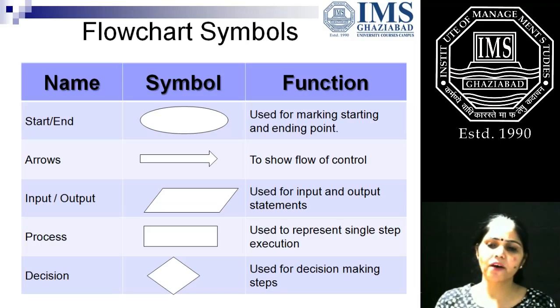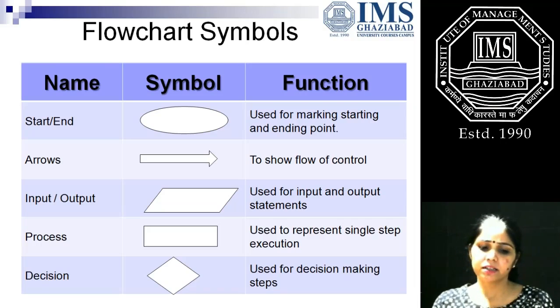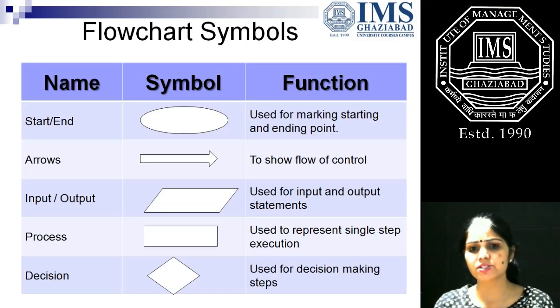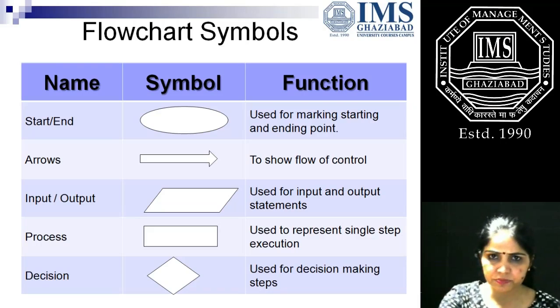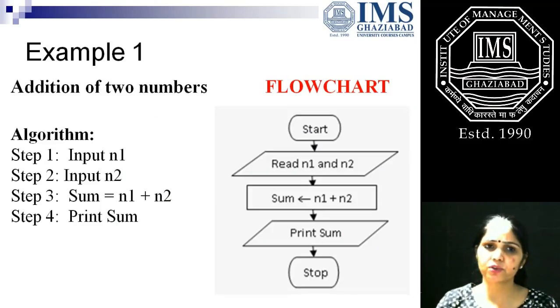It is used for decision making steps, where the decision comes from the question whether this is true or false. So a decision box always has two outputs. The output would depend on whether the condition is true or the condition is false. So let us take the examples for the flowcharts.